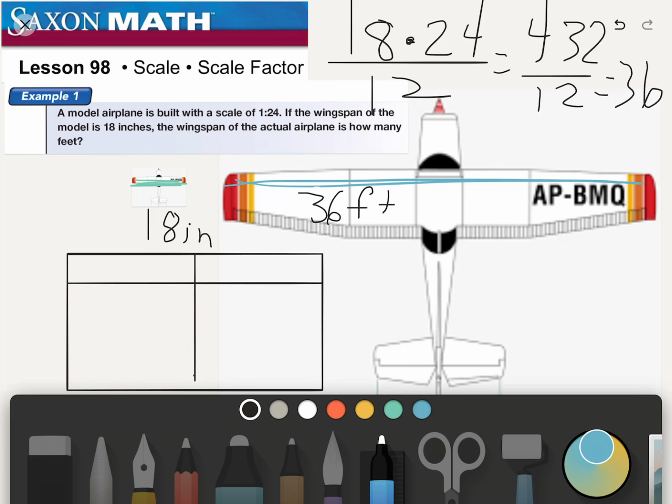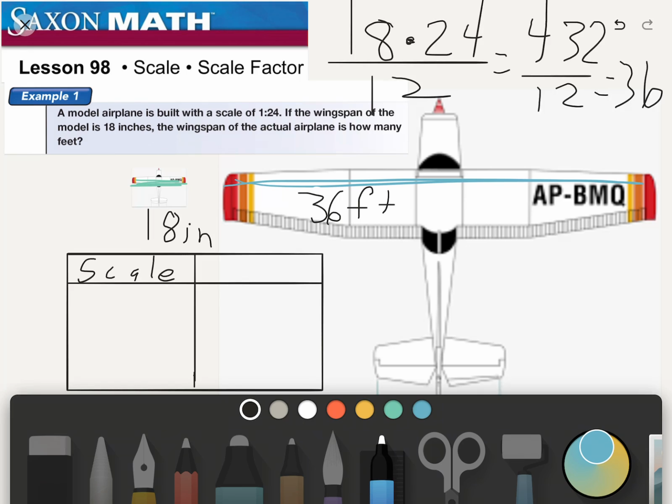Okay. So in our examples, they're trying to illustrate that by using miniature versions of actual objects. In this case, we've got a model airplane that is identical to the real airplane in shape, but not in size. So we can use the scale of the smaller airplane to the larger airplane to do a conversion of what the wingspans are. Mm-hmm. Okay.